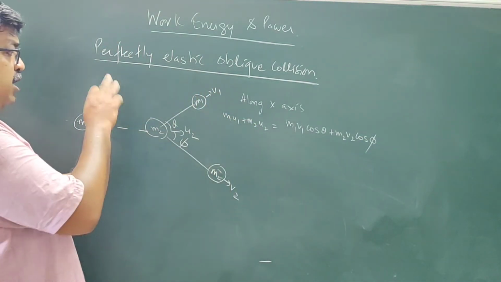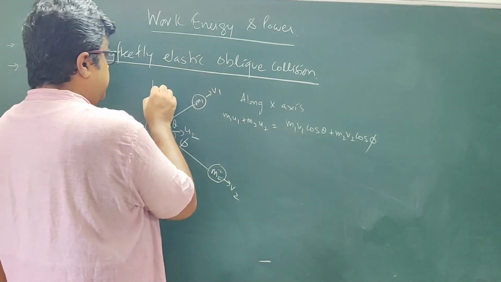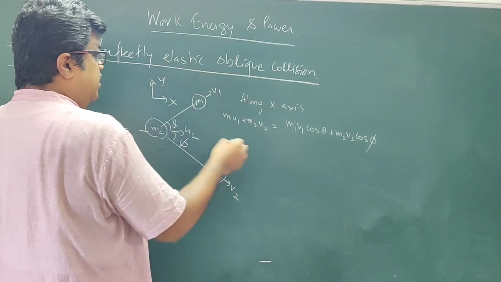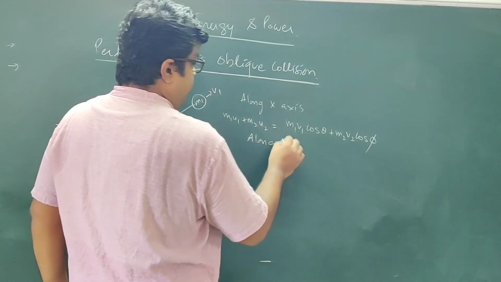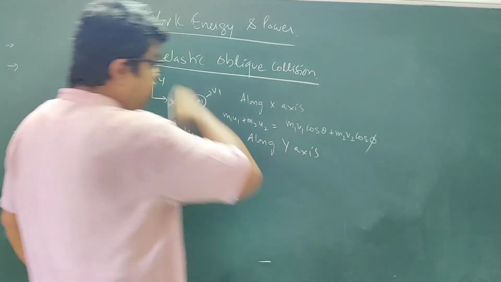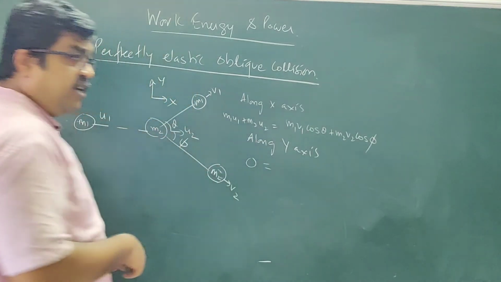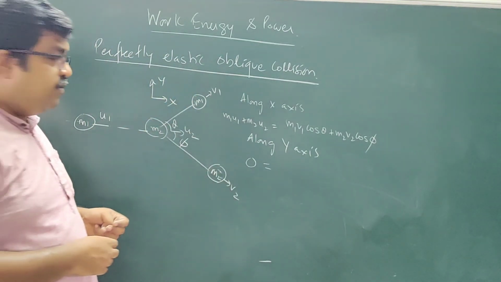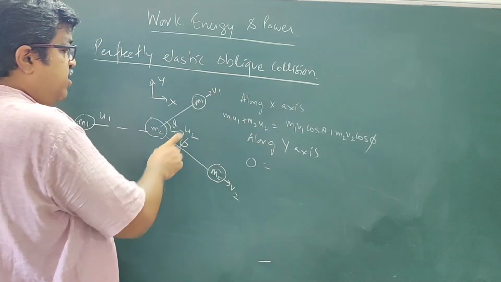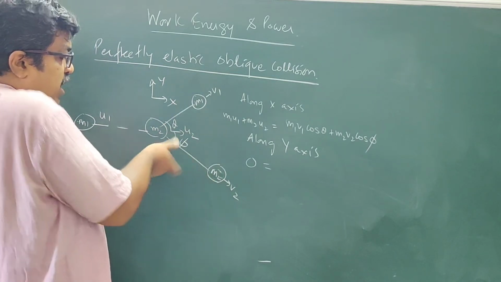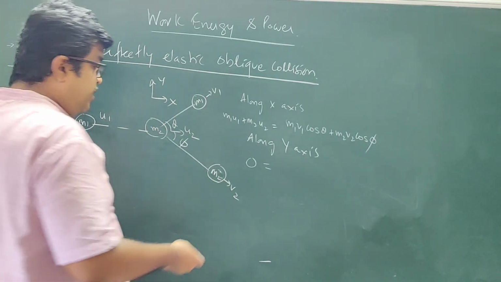Now similarly along the y-axis. Here this is the x-axis, this is the y-axis. Along the y-axis, initially nothing is moving in the vertical direction, so it is 0 is equal to, if I take the upward momentum as positive, m1 v1 sin theta has a momentum in this direction, and m2 v2 has a momentum in the downward direction, so it will be taken as negative.